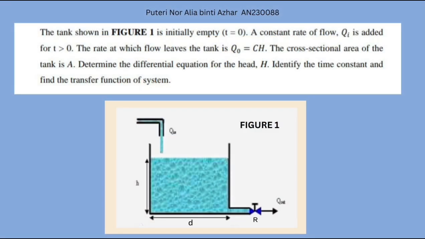Now we will go through the equation. The tank shown in figure 1 is initially empty, which means time equals 0. A constant rate of flow Q_i is added for time more than 0. The rate at which flow leaves the tank is Q_0 equal to CH. The cross-sectional area of the tank is A. Determine the differential equation for the head H. Identify the time constant and find the transfer function of the system.